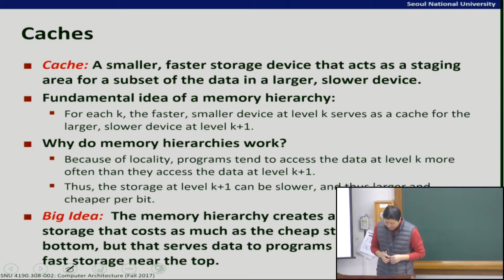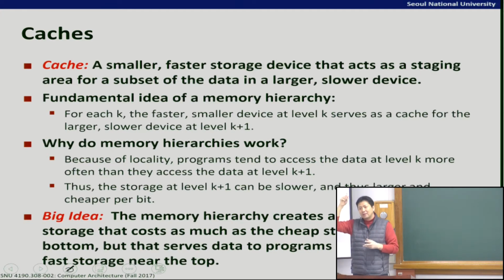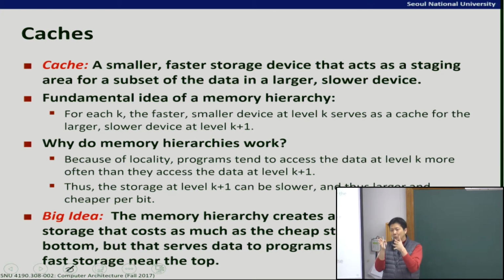So why does memory hierarchy actually work? Because of locality, right? Because we have locality in our programs. Programs tend to access data at level K more often than they access the data at level K plus 1. Once you access some data, that data is likely to be accessed again, and its neighboring data is also likely to be accessed in the near future. So the idea is you put only a small subset of recently accessed data into the cache. Then that data is much more likely to be accessed again, with a much greater probability.